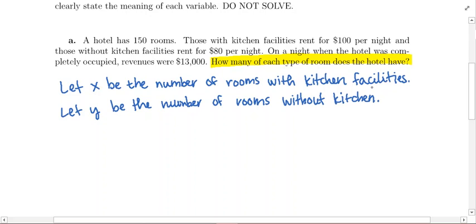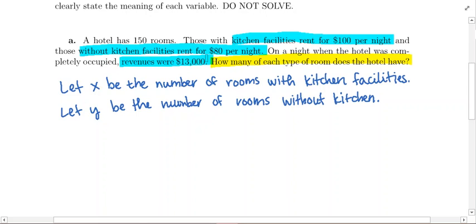Okay, now since we have 2 variables, we can expect to be able to write down 2 equations. Okay, so you need to scan through the problem and see what 2 ideas you can pick up. Well, one thing you should see is a lot of money involved. So I'm going to go through and highlight everything that I see with money. I see the ones with kitchen facilities rent for $100 per night. The ones without kitchen facilities rent for $80 per night. And then on a night when the hotel was completely occupied, the revenues were $13,000.